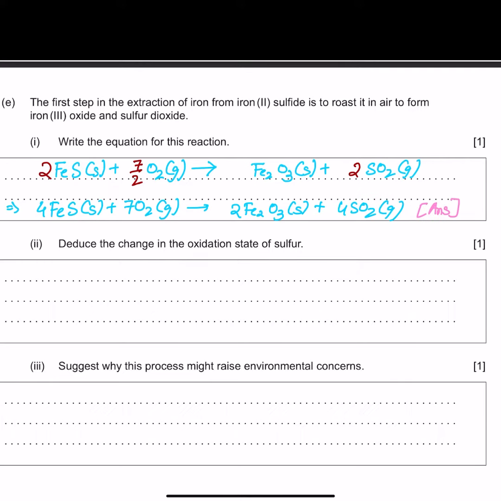Okay, so in the next question, we have to deduce the change in oxidation state of sulfur. So sulfur is here in FeS and here in SO2. Initially, the oxidation state of sulfur we would calculate like this. It's given that it is iron(II) sulfide, so the oxidation state of iron is +2. And let's say that the oxidation state of sulfur is X. Now FeS is a neutral compound, so we would equate it to 0. So we get X equals -2. This is the initial oxidation state of sulfur.